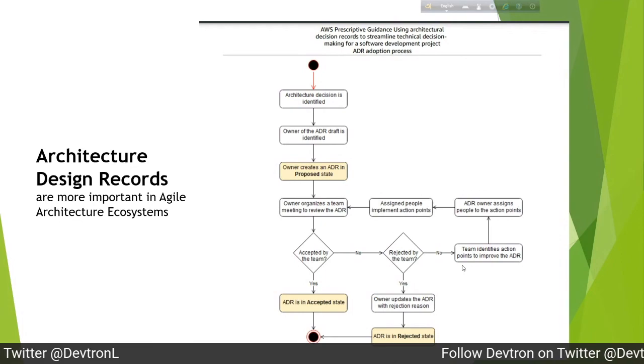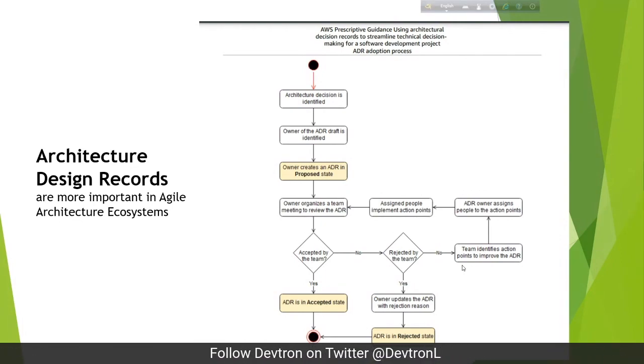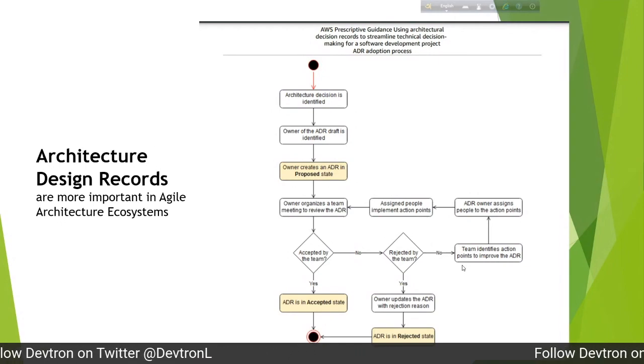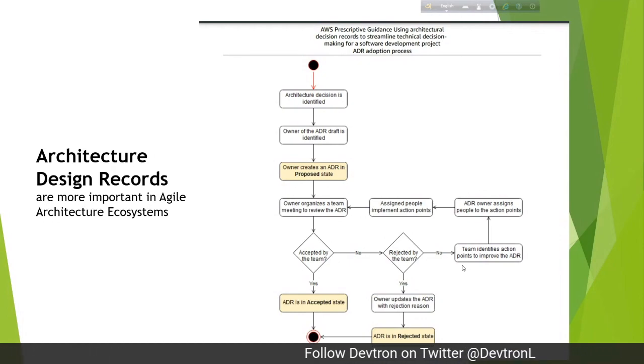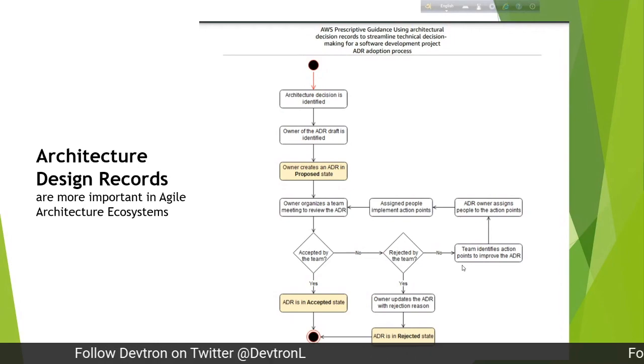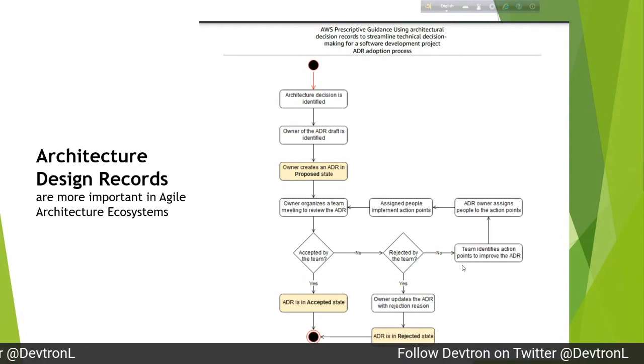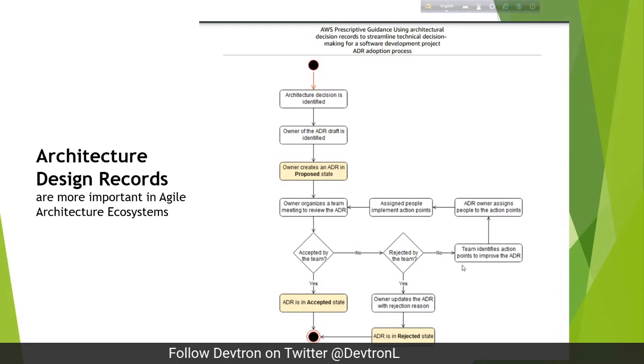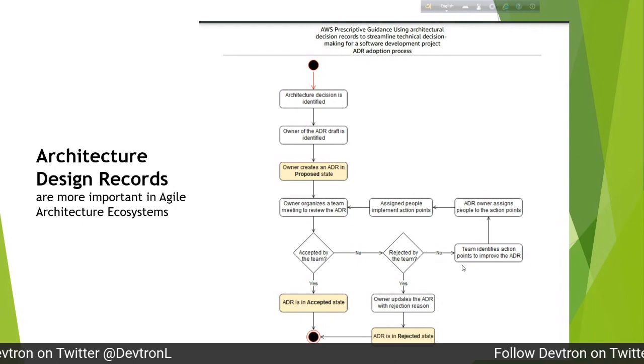So I need to record that as an architecture design record in my solution architecture deliverables, because this is the record that the next architect will know. Maybe I have left the company, but my architecture design record is still in the system. So when my colleague or my follower who has taken up that work reads that architecture design record, he will know that, okay, these are some of the steps that you have to do.